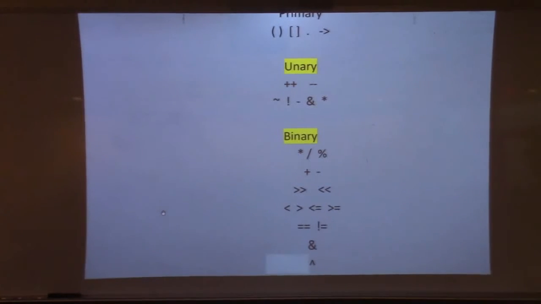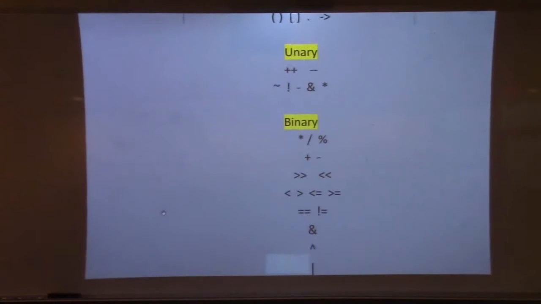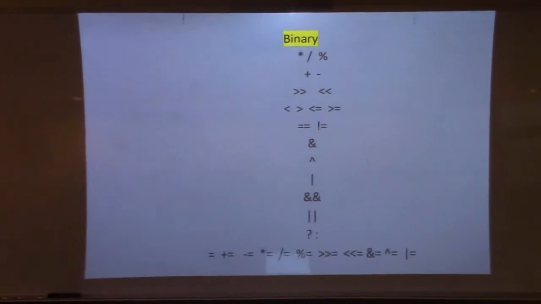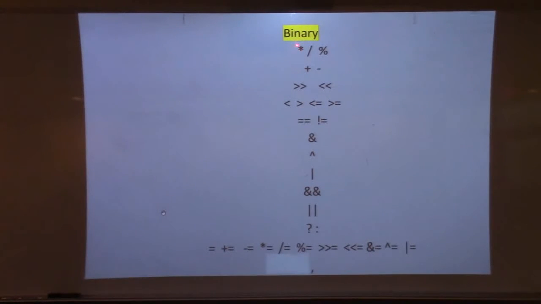Okay, so now we're going to go to operators that take two operands. Those are called binary operators. So binary operators are multiply, divide, modulo, which means what? Remainder. Good. So multiply, divide, and modulo to get the remainder. Okay. Plus, minus, A plus B, C minus D. These are binary plus and minus.